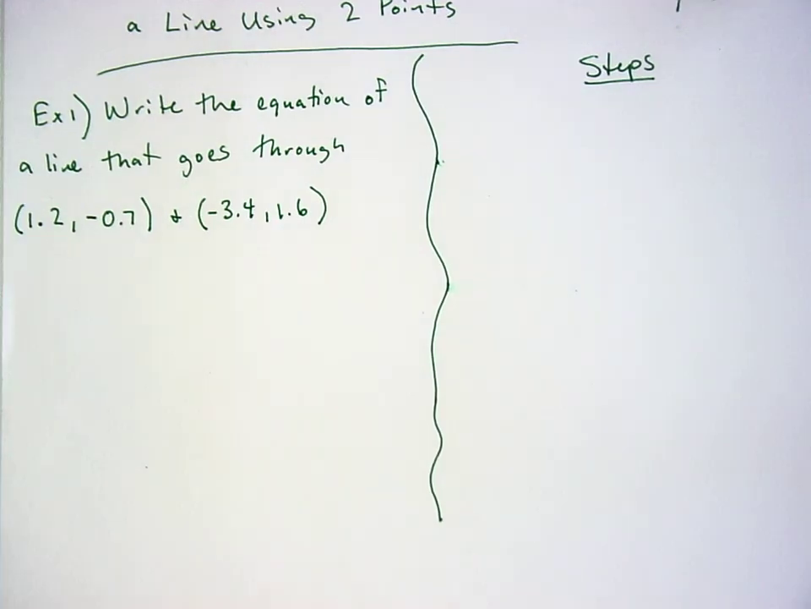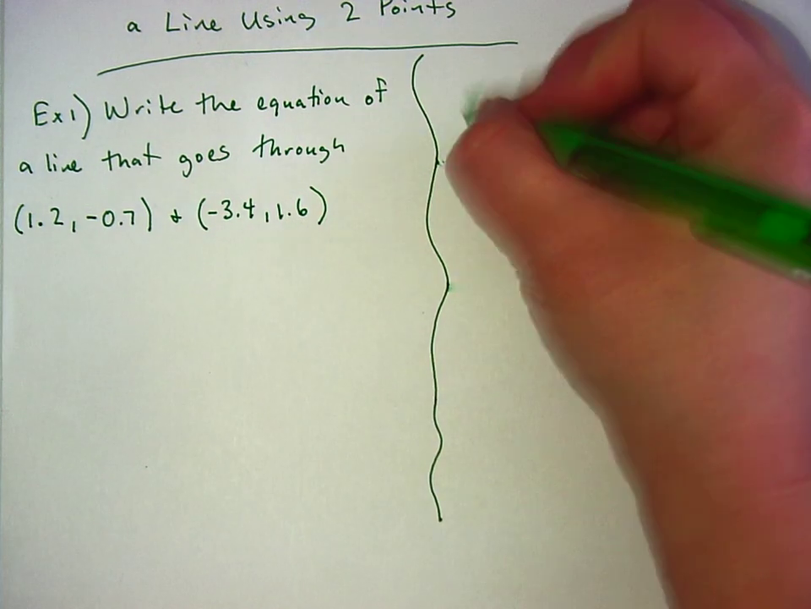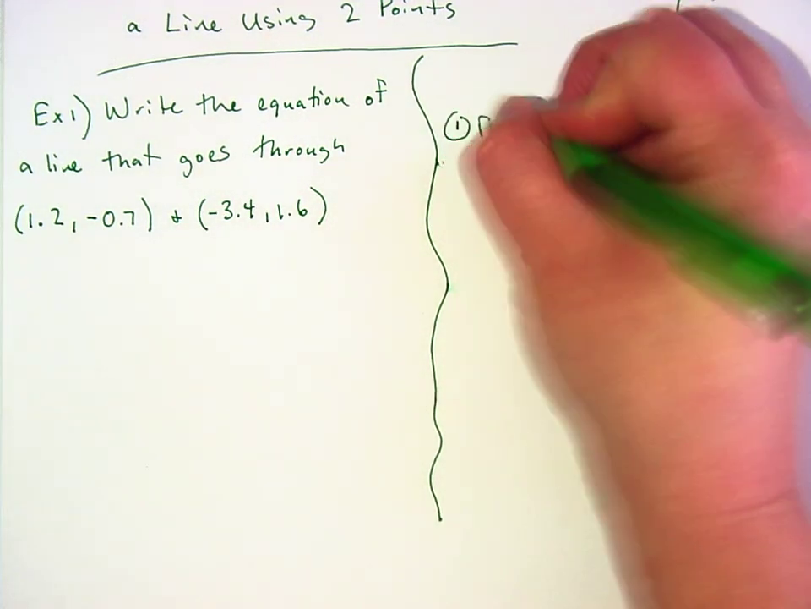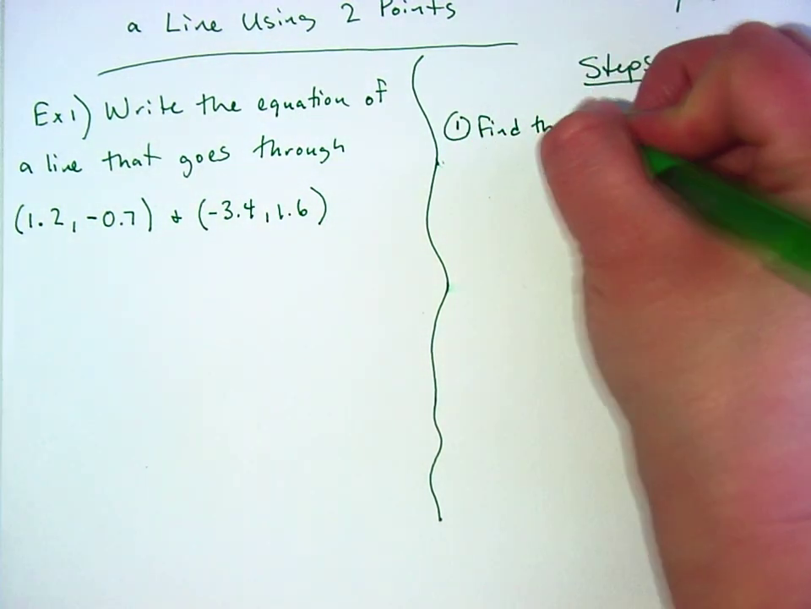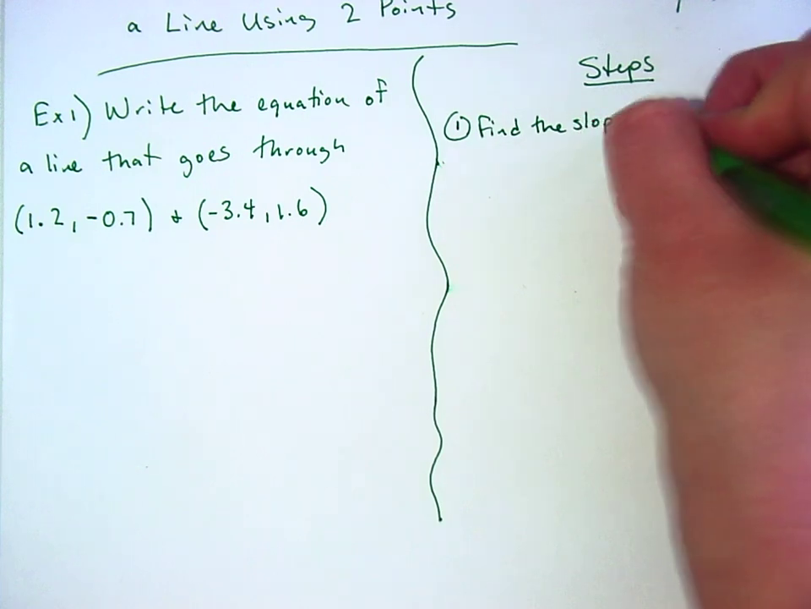Now, the difference between yesterday and today is, do you guys remember what we got yesterday? We got a point, and what else did we get yesterday? A slope. They already gave us a slope yesterday, and they gave us a point. But they didn't give us a slope today. So what do you think our first step is? Find the slope. All right, so step 1 is to find the slope. What's that equation to help us find slope?